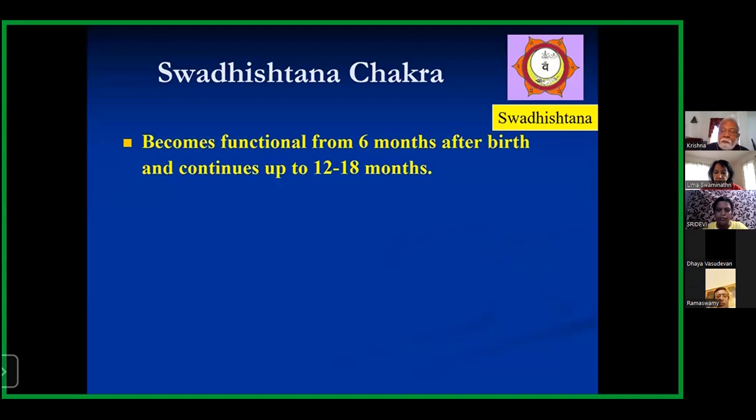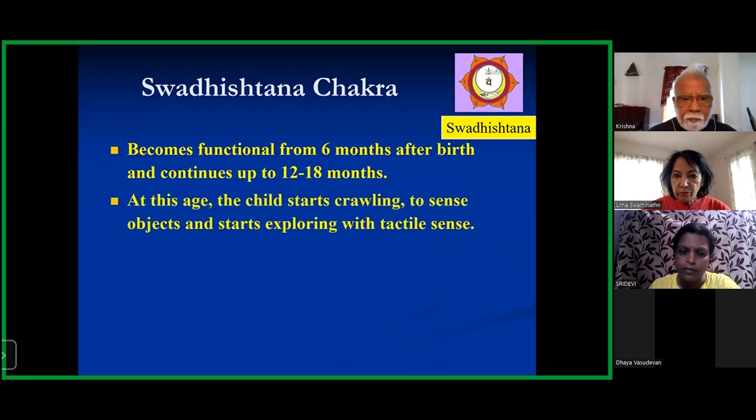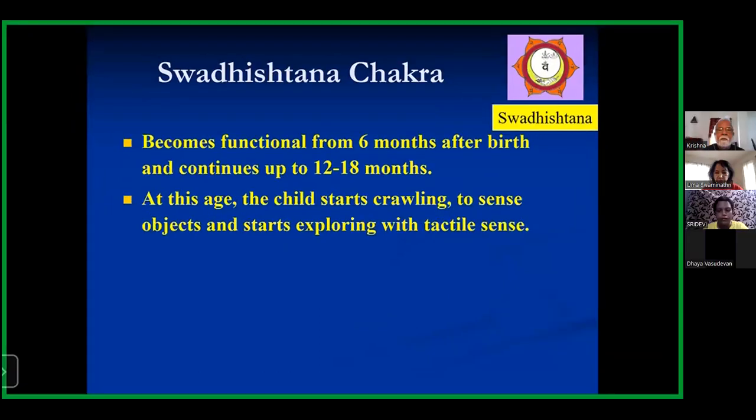Now, Swadhisthana chakra develops at the age of 6 months, and the development continues up to 12 to 18 months, up to 1.5 years. At this stage, you can see the child just turns itself, the head is projected, but the rest of the body is grounded. The upper back is facing the universe, and the front is resting on the ground. Muladhara chakra and Sahasrara chakra are not touching the ground, they are free.